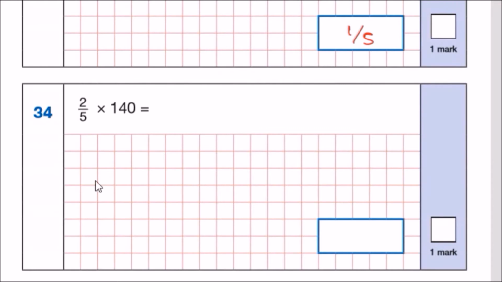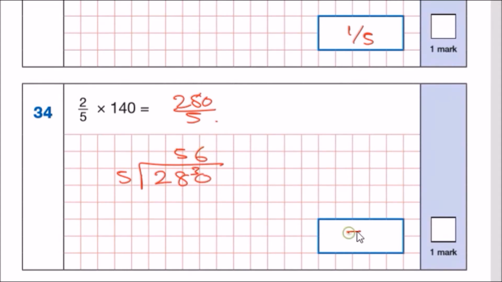Another easy one. So 2/5 times 140, you just do 2 times 140, which is 280, and then you divide it by 5. So using long division, 5 into 280. How many 5s go into 2? Nothing. How many 5s go into 28? Goes 5 times, remainder 3. 5 into 30 is 6, so 56. So guys, not so bad these questions here.